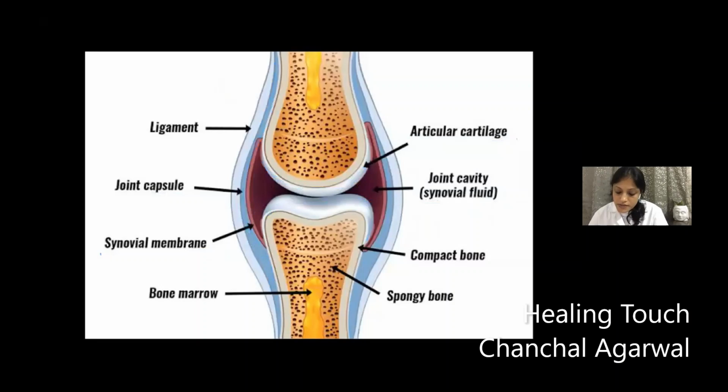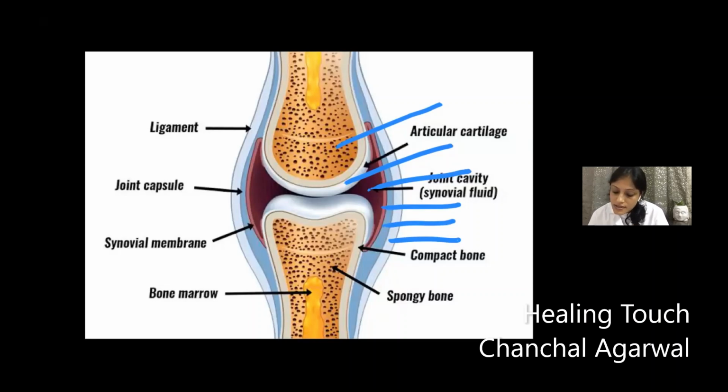So I'll show you the picture once again. So this is your bone, this is the bone, this is the articular cartilage. Uske baad hai the cavity which is filled with synovial fluid. Then is the synovial membrane. Outside the synovial membrane, you have the capsule, joint capsule, and outside the joint capsule, you have the ligament. 6 points है ना, यही 6 points है. So 6 point आपने देख लिया diagram में. Is it clear to everyone?